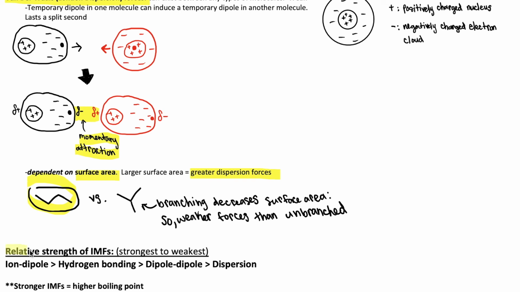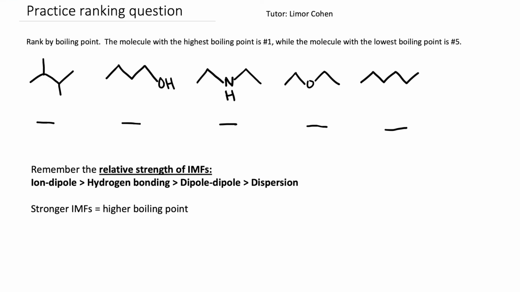So I want you guys to keep in mind these relative strengths of IMFs because the stronger IMFs a molecule has, the higher its boiling point will be. So say we were given a question in which we had to rank all these molecules by their boiling points. So what we first want to do is look at the types of IMFs that all these molecules have, since stronger IMFs leads to a higher boiling point. So this molecule on the way left here, as well as this molecule on the way right, are just carbon chains, so they both just only have dispersion forces since they don't have any polarity. These two molecules have a hydrogen covalently bound to oxygen or nitrogen, so they both have hydrogen bonding.